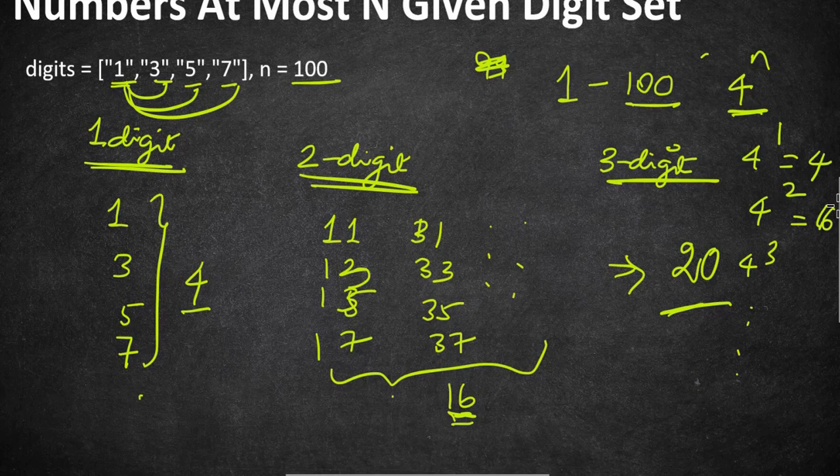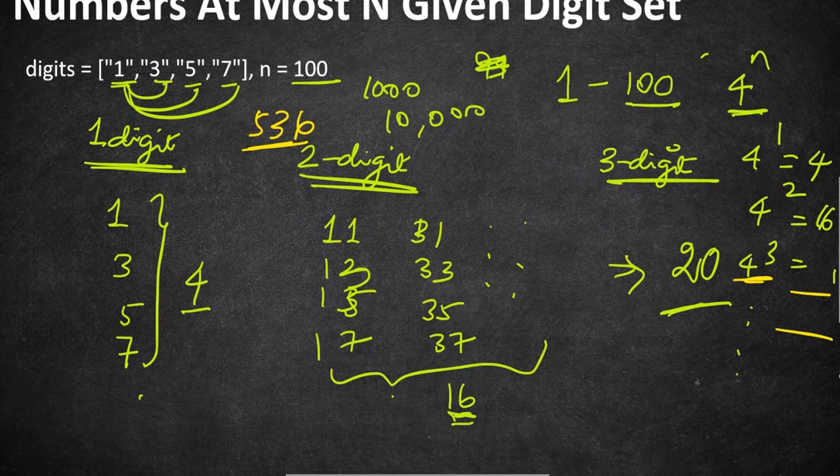For example, if the limit is 1000, then we have to calculate 4 power 3 and add it to these numbers. And if the limit is 10,000, it goes on likewise. These are the happy path cases, where we can easily find how many numbers you can form using these digits. So what if the number given is something like 536? In that case, you cannot simply calculate 4 power n and get the result.